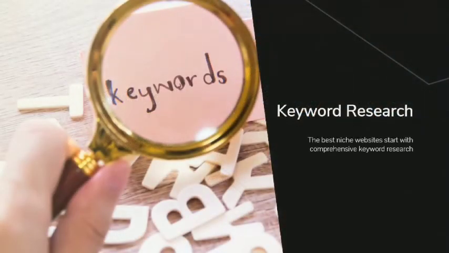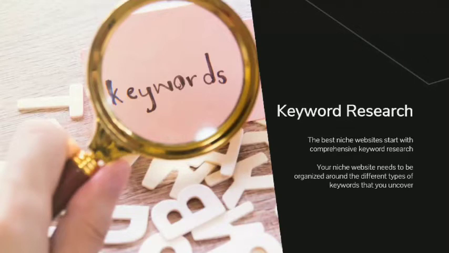The best niche websites start with comprehensive keyword research. We have already mentioned the Google Keyword Planner and how you can use this to identify search volumes and related keywords for your niche. You need to take this a step further now. Your niche website needs to be organized around the different types of keywords that you uncover. We recommend that you use the WordPress blogging platform for your niche website, and it is very easy to set up different categories with this. This is what Google and the other search engines want you to do.